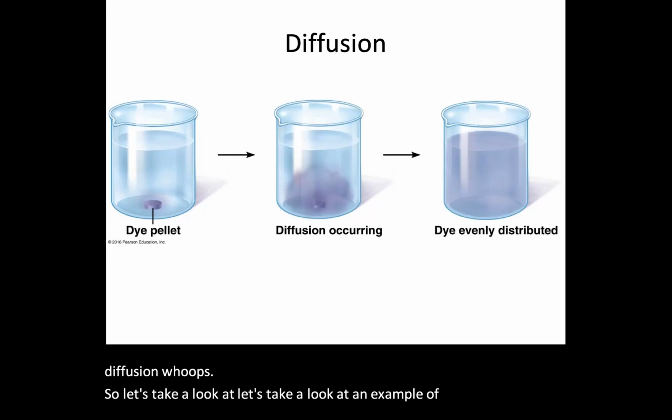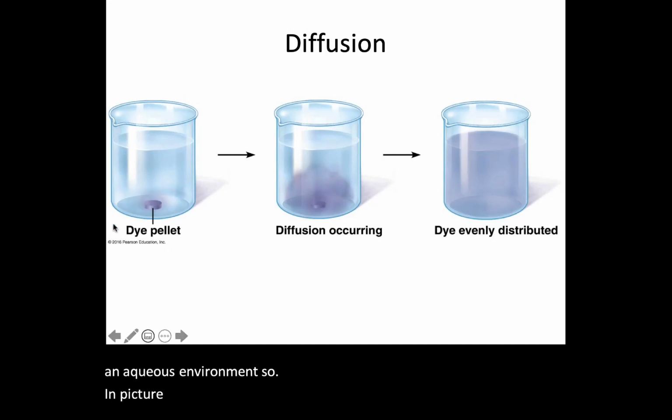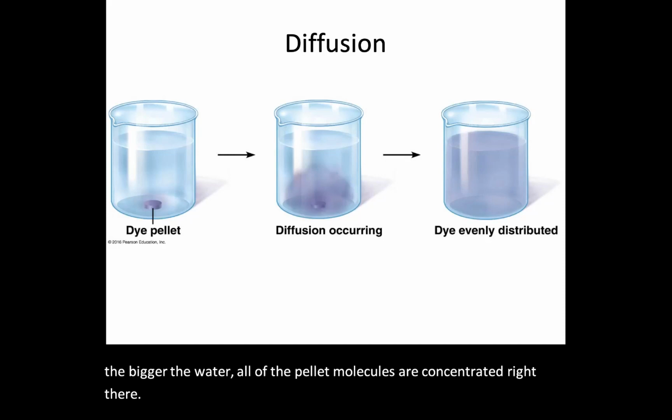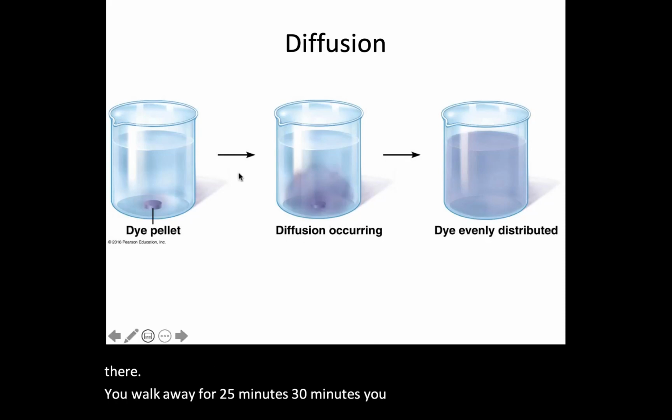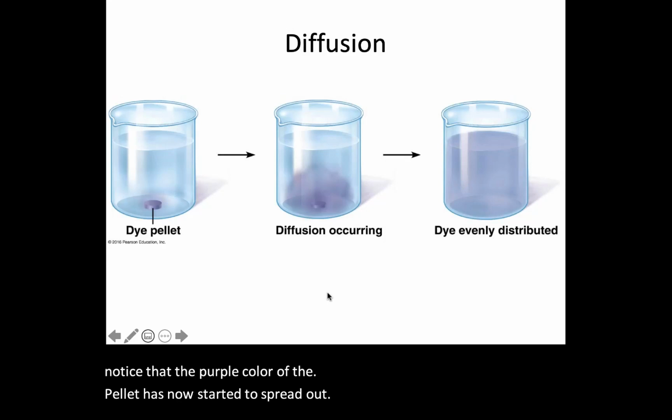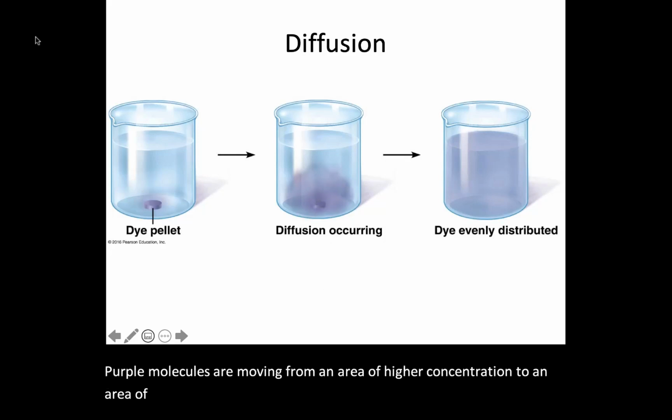All right. In an aqueous environment. So in picture one here, you've got a little pellet down at the bottom of the beaker of water. Right? All of the pellet molecules are concentrated right there. You walk away for 25 minutes, 30 minutes, you come back and you start to notice that the purple color of the pellet has now started to spread out within the beaker. Right? Diffusion is occurring. Molecules are moving.